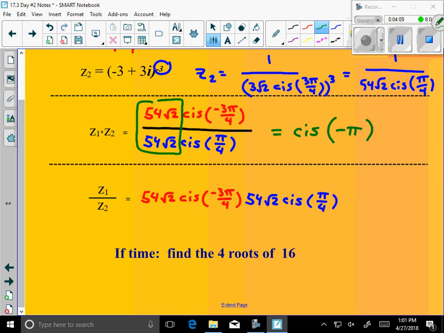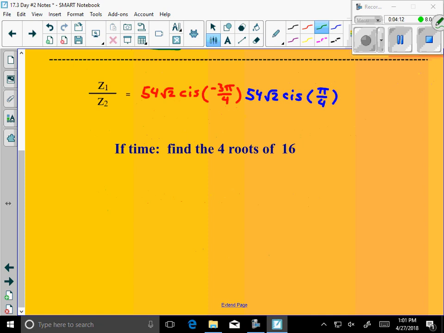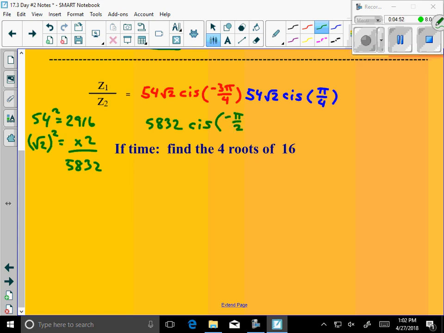Now this I don't think I can do quite as easily with the multiplication, but I'm going to take 54, I'm going to square it, and I'm going to multiply it by 2. I don't know what 54 squared is. I need some help. So 2,916 is 54 squared. I'm going to multiply that by 2, and I get 5,832 because I multiply the coefficients. What do I do with the angles? I add them. What would I get? Negative pi over 2.